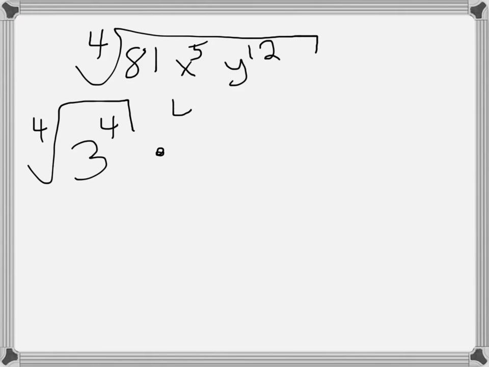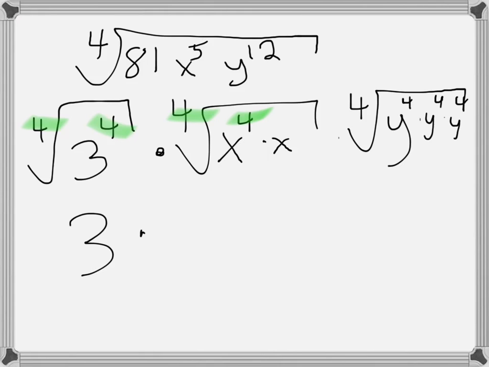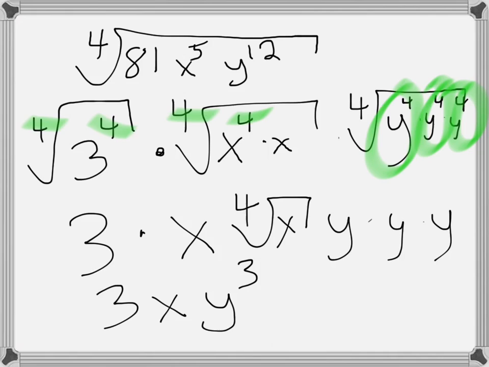That times the fourth root of, well, x to the fifth has 4 x's, but it also has one more, so we have a remainder there. And then y to the 12th, that's the fourth root of y to the fourth times y to the fourth times y to the fourth. And once we apply the fourth root to all of these, the fourth root of 3 to the fourth is mutually destructive, gives us 3. The fourth root of x to the fourth, those are mutually destructive, that gives us x. And the fourth root of x is just the fourth root of x. And then what we have left over are these 3 y to the fourths. Those are all fourth rooted, giving us y times y times y. So that's 3x y to the third times the fourth root of x.